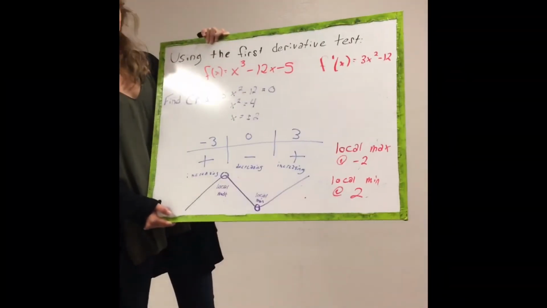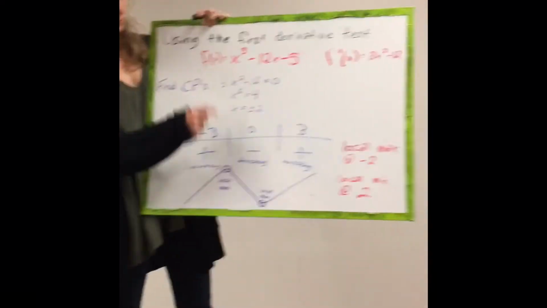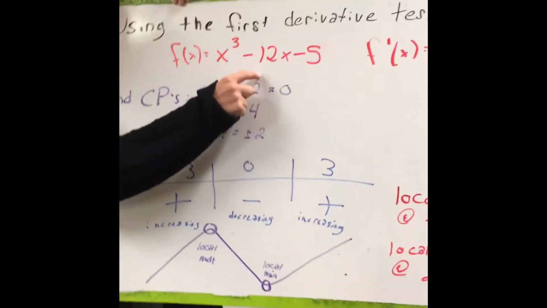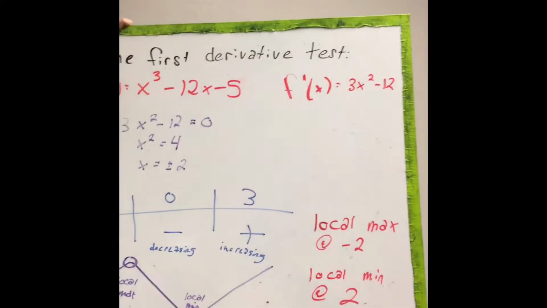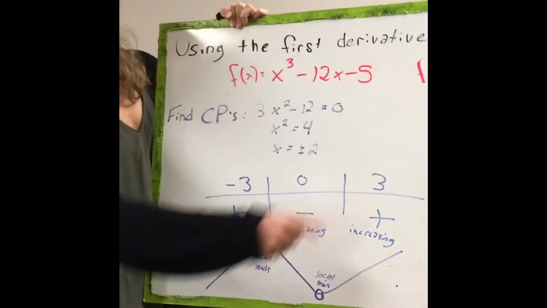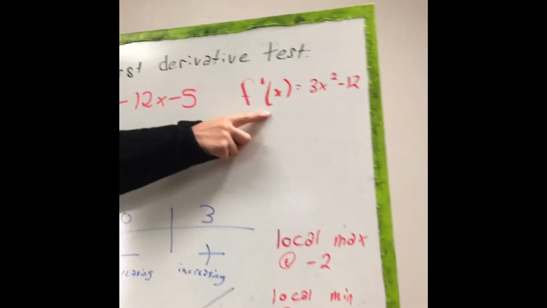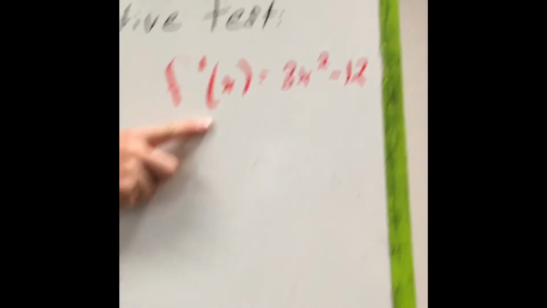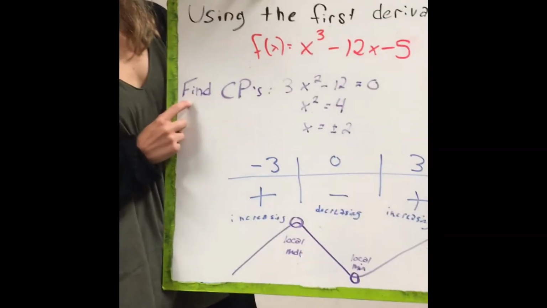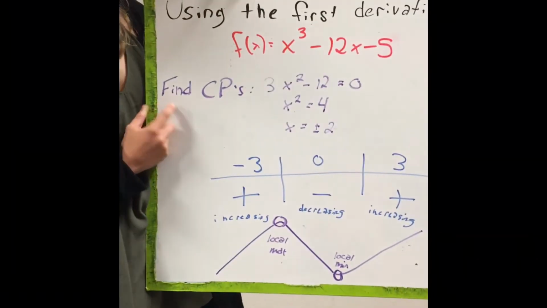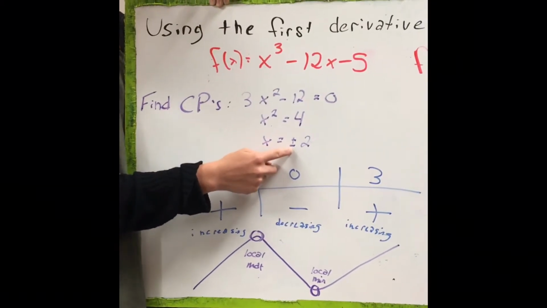Alright, so this is using the first derivative test. Our equation right here is x cubed minus 12x minus 5. The first step is to take the derivative, which is 3x squared minus 12. From that, you want to find the critical points. If you solve it, it's plus or minus 2.